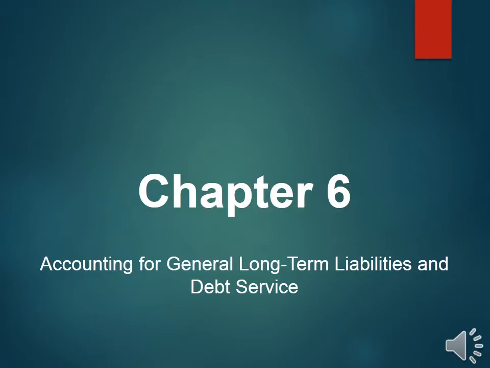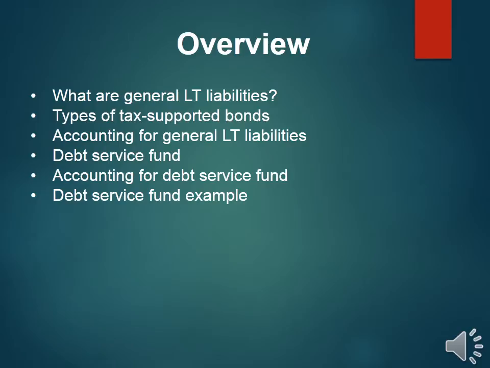The first chapter we'll cover is accounting for long-term liabilities. First, we'll take a look at what general long-term liabilities are, as well as the two types of tax-supported bonds. We'll briefly cover accounting for general long-term liabilities, look at a debt service fund and accounting for a debt service fund. And then we will cover a short example on accounting for expenditures in a debt service fund.